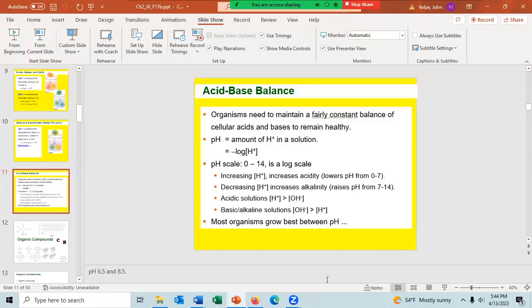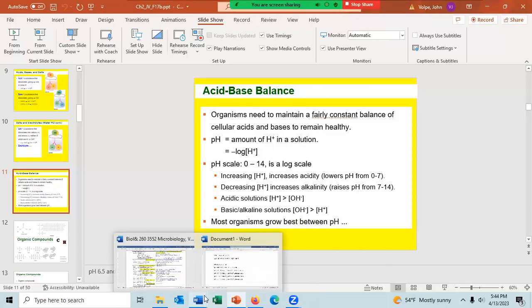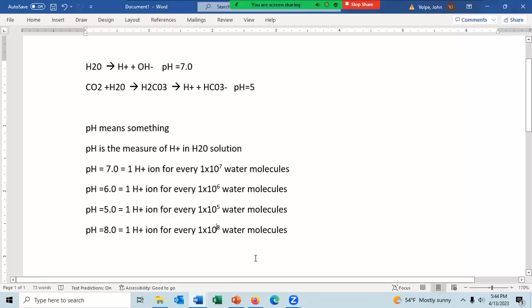The main buffer in our body, there are other buffers, but the main buffer in our body is actually sodium bicarbonate, which can separate into this. And then if needed, this is unlikely to happen in our blood, but if needed, that can go further so that HCO3 can break down into H plus.